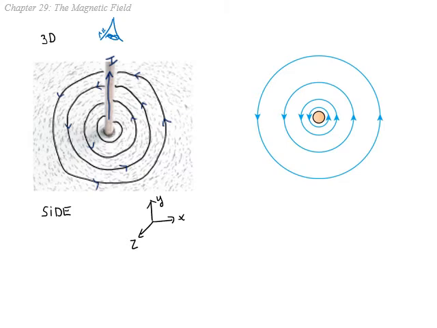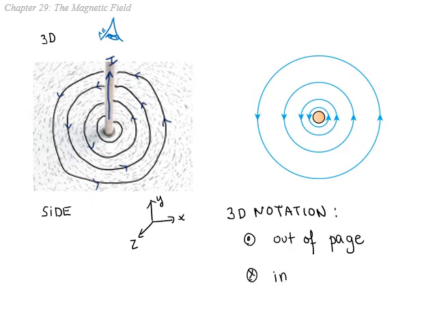So now this brings us into some 3D notation. If a vector, and current is a vector, is coming towards us, coming out of the page, we represent that as a dot inside of a little circle. That means out of the page, or towards us. If a vector is going away from us, we represent that by a cross inside of a circle, and we say that's into the page, and that means going away from us.